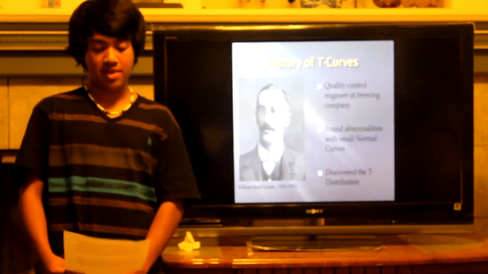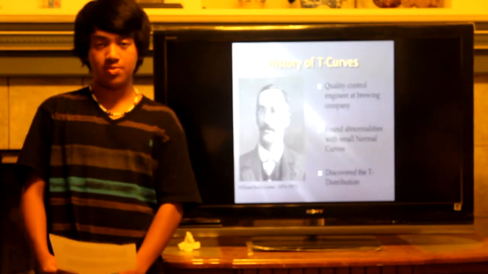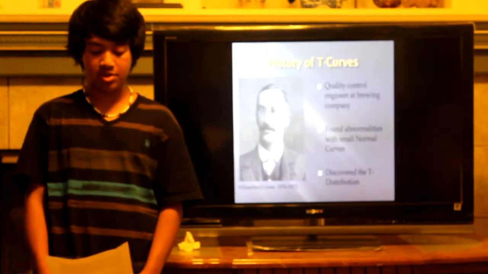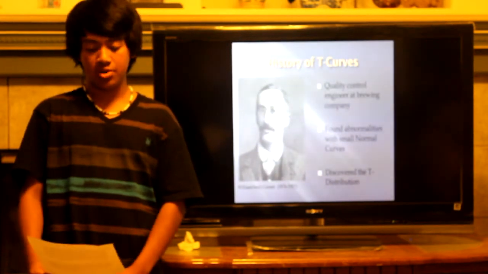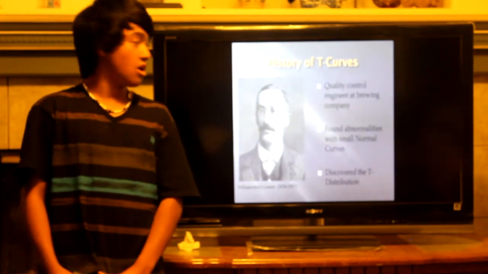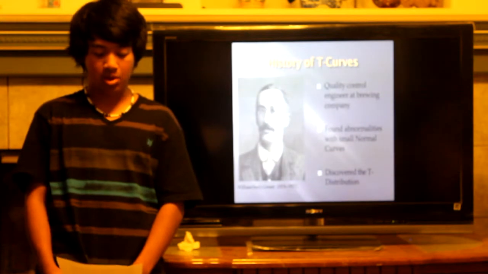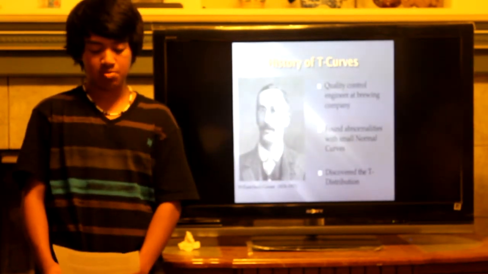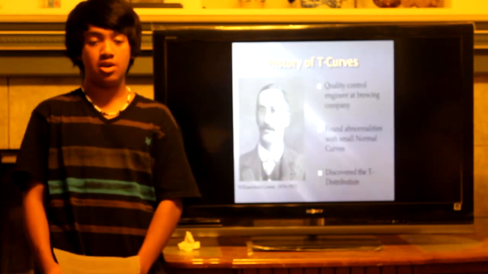Gosset was annoyed by the fact that something was wrong with his model, and this caused him to create a new type of model that accounted for the increase in variability, which he called a t-distribution. Unfortunately, the brewing company had policies against publishing industrial secrets, so Gosset had to publish his work under a pseudonym known as Student.